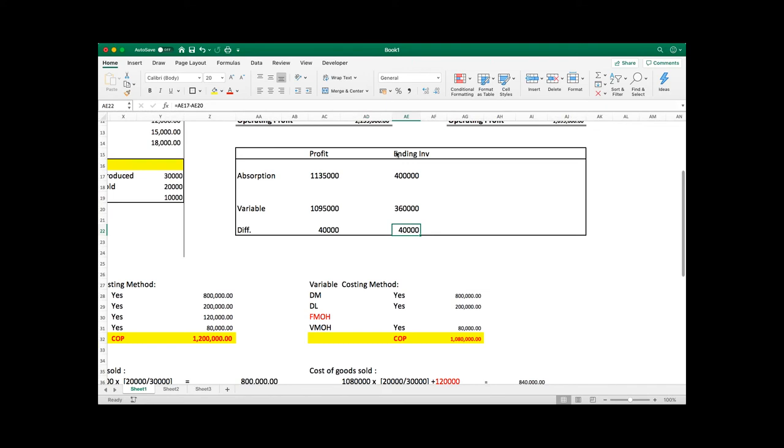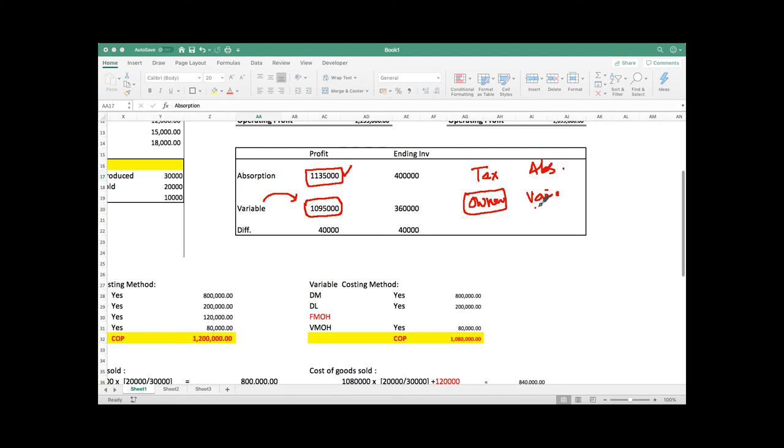Now let us see the ending inventory also. Can you see the ending inventory here? Ending inventory is 400,000 under absorption costing method, whereas 360,000 under variable costing method. What is the difference here? Exactly. See, the difference is due to the value in ending inventory. If there is a change in ending inventory, that will reflect in your cost of goods sold, thereby profit as well. You understand? So using absorption costing method, you are showing more profits. You are paying more taxes, isn't it? This is the reason why the tax department encourages the absorption costing method.